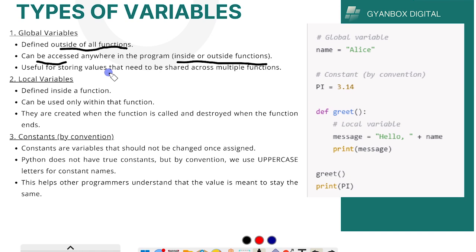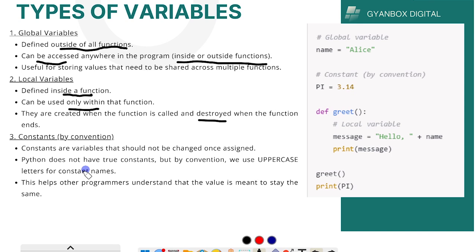They are useful for storing values that need to be shared across multiple functions. So if you have some common value which is to be shared across functions, you can keep that type of value in a global variable. Then comes the local variable. Local variables are the variables that are declared inside the function. This variable is available only within the function. You cannot access the variable outside the function. As they are created inside the function, as soon as the function definition terminates, the variables go out of scope and are destroyed when the function ends.